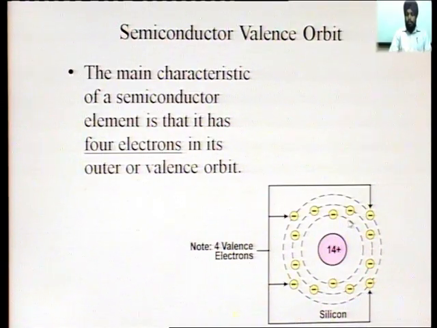The remaining electrons: 2, 8, 10 plus 4, 14. 14 is the number of electrons in the silicon semiconductor. These 4 electrons are valence electrons, and the vacancy in the valence orbit is of 4 electrons to complete the outermost shell. So almost all the semiconductor materials have 4 valence electrons, because these 4 valence electrons will form covalent bonding with the neighboring atoms.